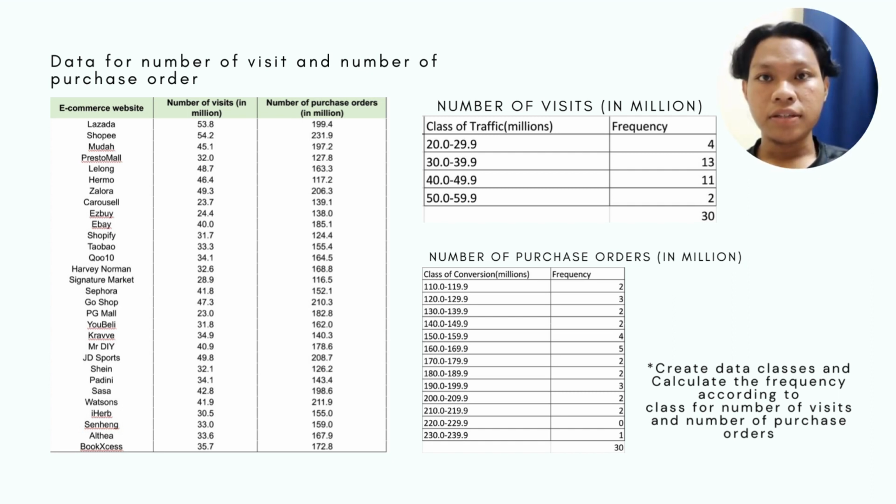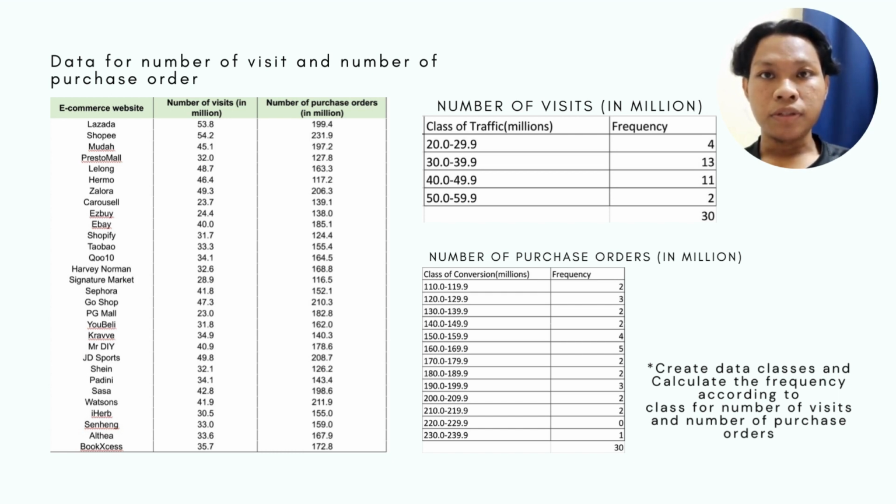For the first class, the total frequency obtained is 4, based on the e-commerce websites that include numbers around 20.0 to 29.9. For example, Carousel, EasyBuy, Signature Market, and PG Mall. These 4 e-commerce websites are in the first class range. The frequency for the second class, third class, and fourth class is 13, 11, and 20 respectively. The total frequency is 30.